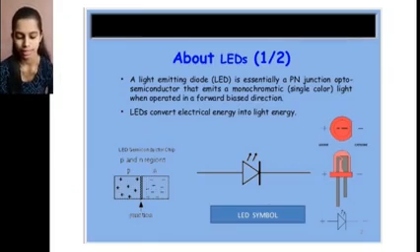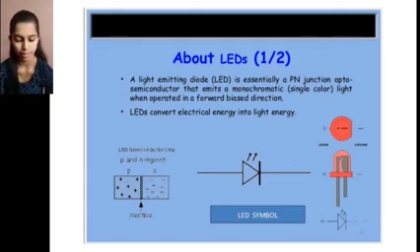Content about LEDs. A light emitting diode is especially a PN junction semiconductor that emits monochromatic light when operated in the forward biased direction. LEDs convert electrical energy into light energy.